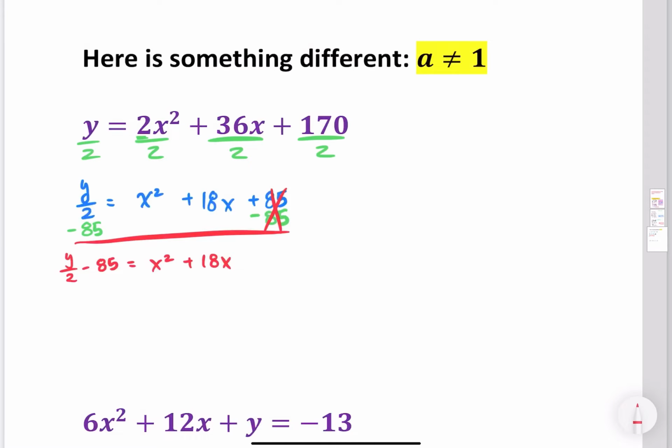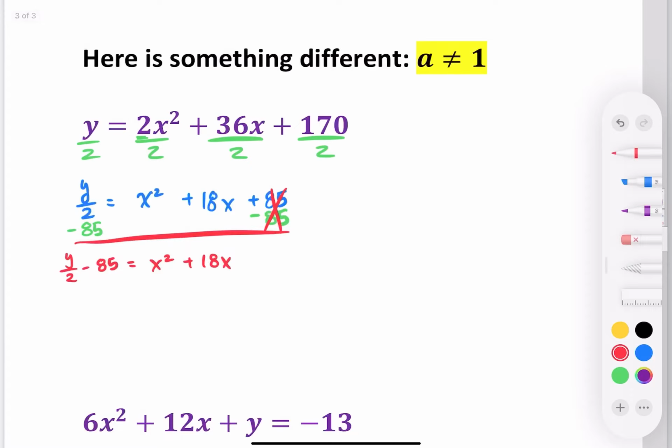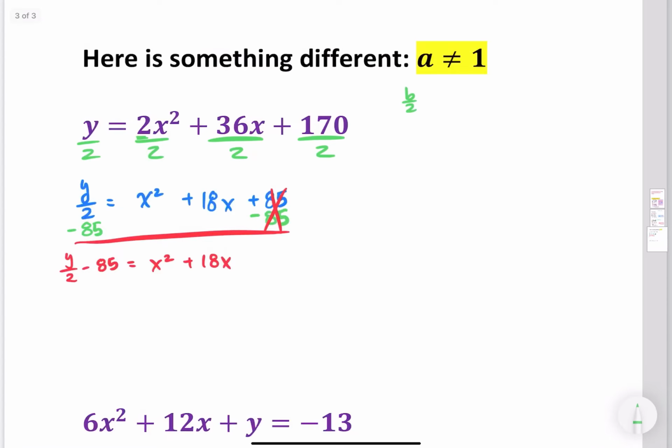Okay, so now I need to complete the square. I need to figure out what goes next to that 18x. So to complete the square, once again, I'm going to do a little bit of scrap work here. I'm going to do b over 2 squared. Well, that b value is 18. So that means 18 divided by 2, and we're going to square it. Well, 18 divided by 2 is 9, and 9 squared is 81. So we're going to add 81 on both sides. I'm going to add 81 here. I'm going to add 81 here.